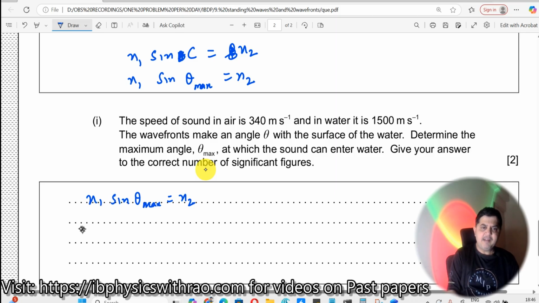So N1, what is N1? Refractive index. How do you define refractive index? This is your rarer medium. I will say refractive index is the velocity of the sound in rarer medium divided by C by V1 into sine theta max is equal to C by V2. So this is what C by V2 is over here.